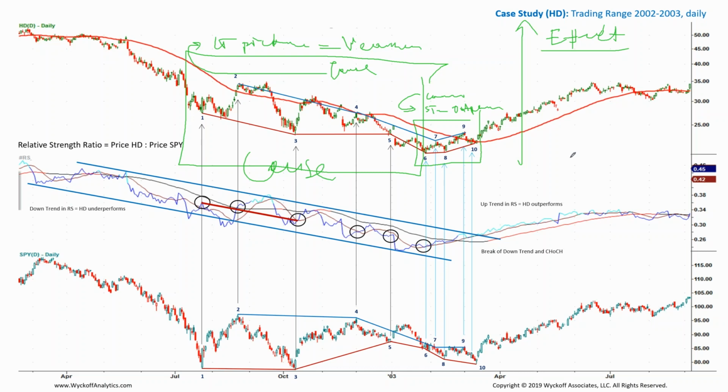So therefore, if we are saying that performance is causal and the effect is going to be equal outperformance or underperformance by what is being shown to us in the trading range, then what should we have on the next move up? And the price will move up. We see it. But how is it going to move up? Is the stock going to start outperforming? And if it's going to outperform, how is it going to perform short term and how is it going to perform long term?